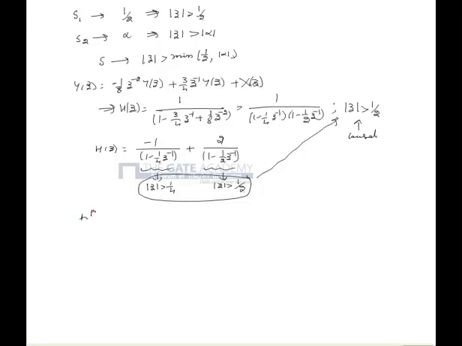Now, upon taking the inverse Z transform, we can write that h of n is equal to 2 into 1 by 2 whole power n minus 1 by 4 whole power n as a whole multiplied by u of n, which is the unit step function. So the correct option is C.